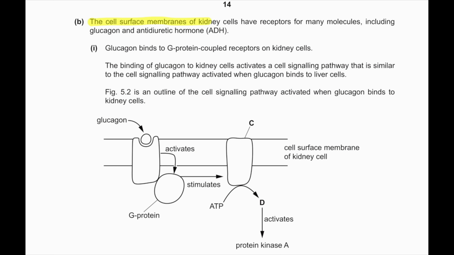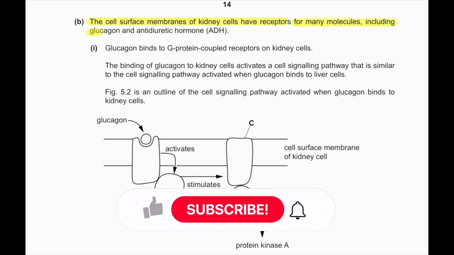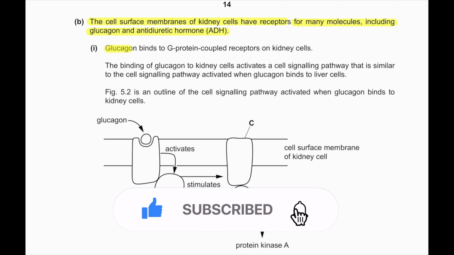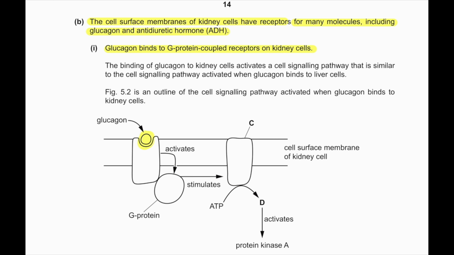The cell surface membrane of kidney cells have receptors for many molecules, including glucagon and antidiuretic hormone ADH. Glucagon binds to G protein coupled receptors on kidney. So we can see glucagon binding with G protein coupled receptors. So this is the G protein coupled receptor. This is the receptor that is coupled with G protein.